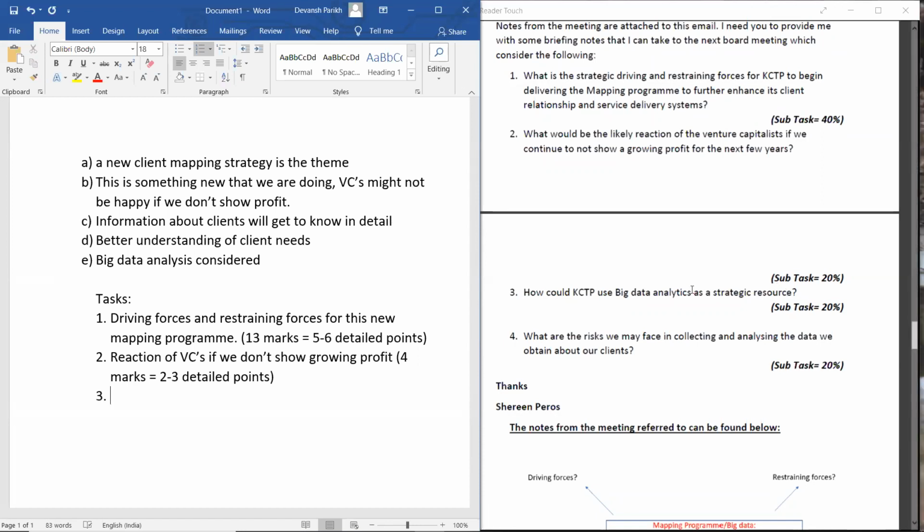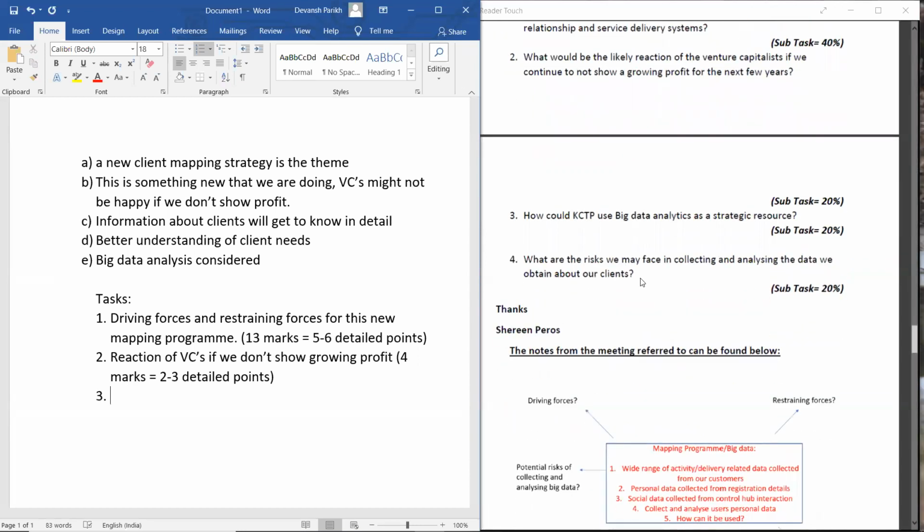Third task, there is also a third task here. How could KCTP use big data analysis as a strategic resource? So how can I use big data for strategy formulation as a resource? That's what the question is.